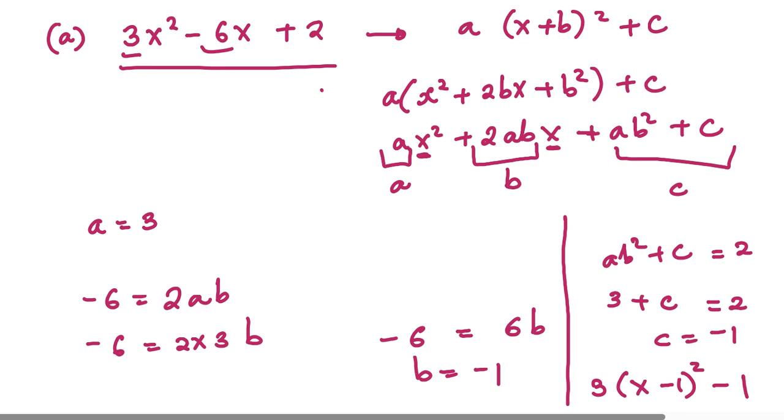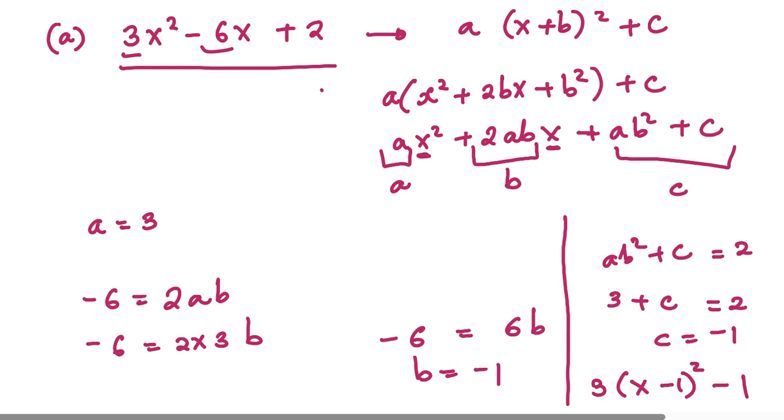So a, you can see clearly, is 3, the coefficient of x is negative 6, so positive 2ab is equal to negative 6, and then you can see clearly that you end up having your b as negative 1. Then we come to this side that doesn't have an x. You already know what your b is, negative 1, so negative 1 squared is positive 1 times 3 plus c, and you end up having your c as negative 1. So this is the easiest way of completing the square.